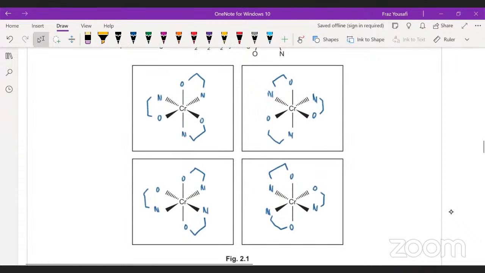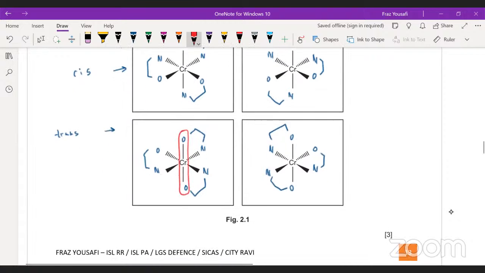For example, these are your trans options down here. These are your cis. Because if you look very carefully right there, that's how they're creating the trans. Okay?